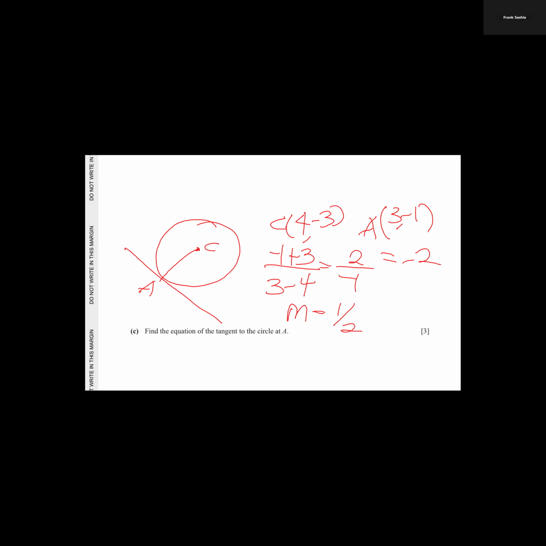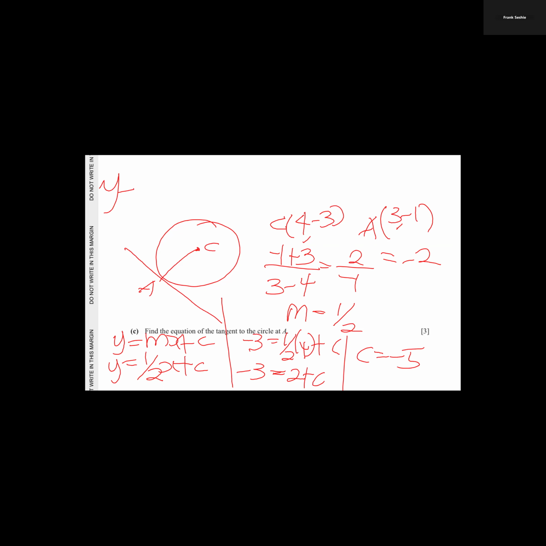I'm going to use that in the point A to solve for the equation. So y is equal to mx plus c. So y is half x plus c. So 4 negative 3. So negative 3 is equal to half of 4 plus c. So negative 3 is equal to 2 plus c. So c is equal to negative 3 minus 2, that's negative 5. So our equation is going to be y equals half of x minus 5.